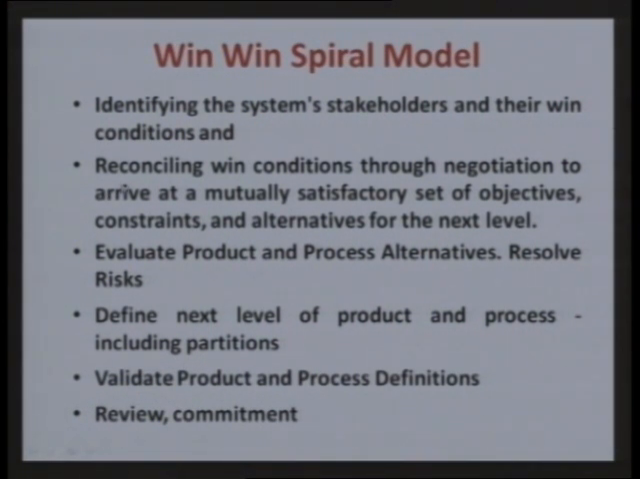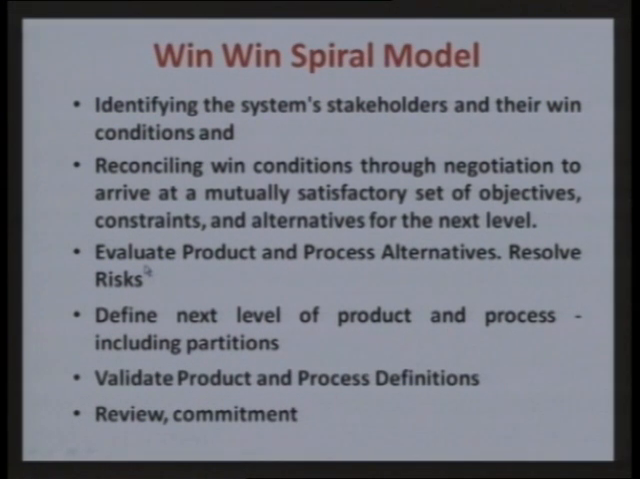Second to this is reconciling win conditions through negotiation to arrive at a mutually satisfactory set of objectives. Look at this mutually satisfactory set of objectives, constraints and alternatives, because this was the first step of setting objectives, constraints and alternatives in the case of Boehm's spiral life cycle model.